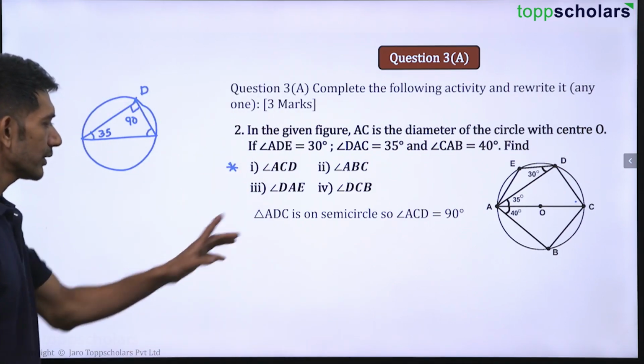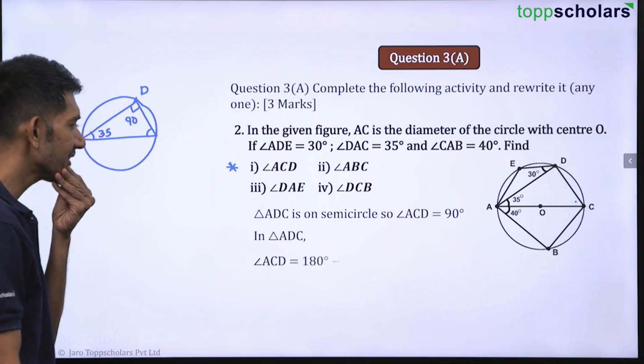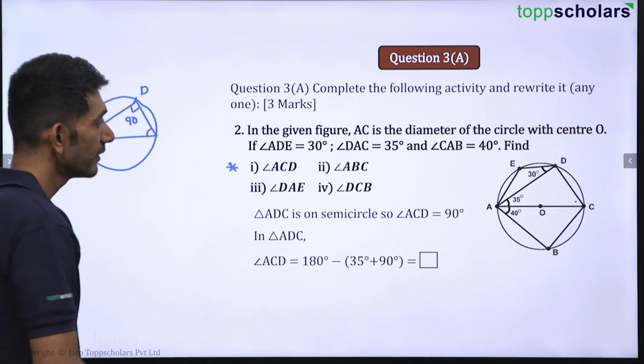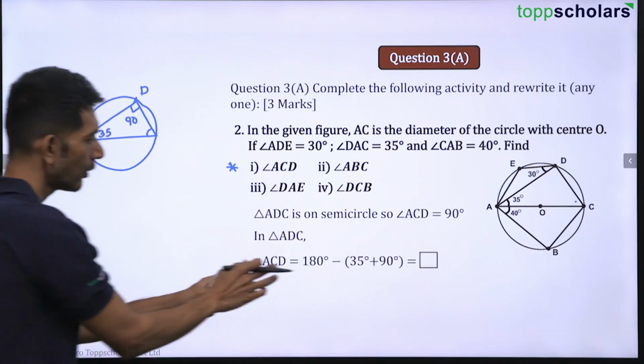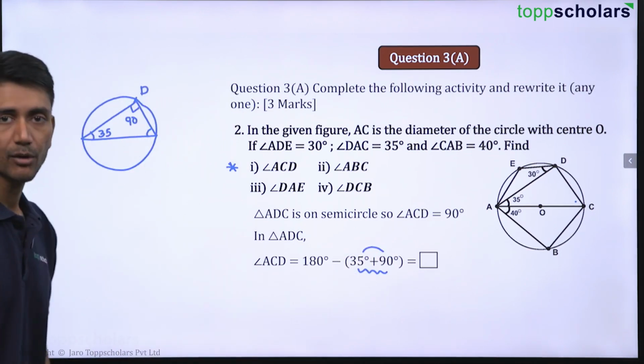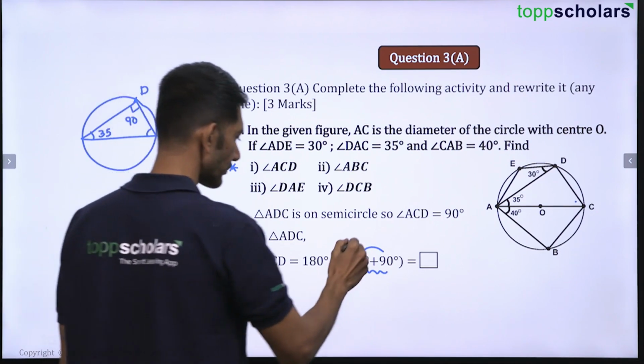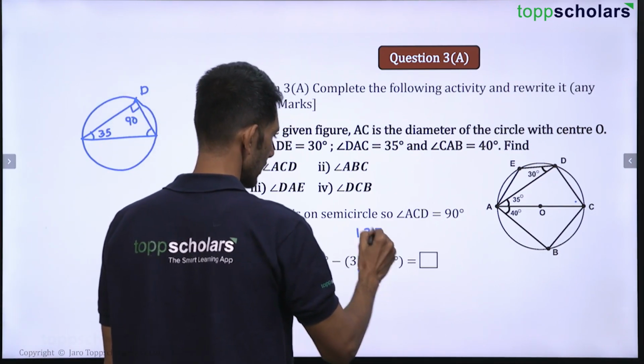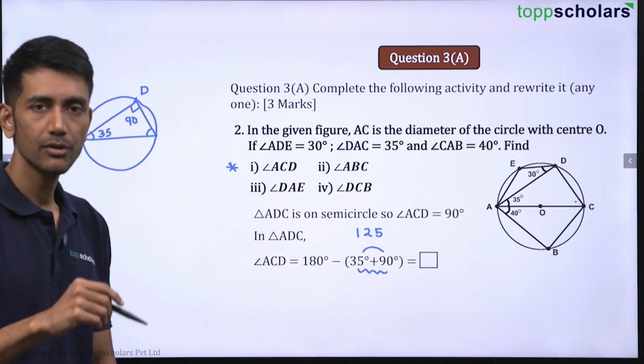Okay. So here we know that in triangle ADC, ACD will be 180 minus 35 plus 90. 35 plus 90 is how much? 125. 180 minus 125 is how much? 55.